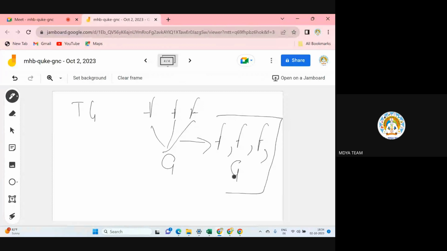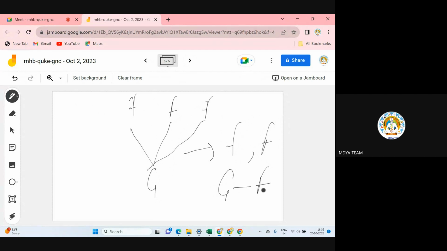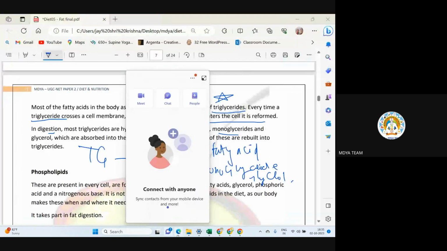There can be one more breakdown of triglyceride, where there will be two free fatty acids and one glycerol molecule connected to a single fatty acid. What do we call this? Sir, mono. Yeah, monoglyceride. So that's what this line is trying to explain.